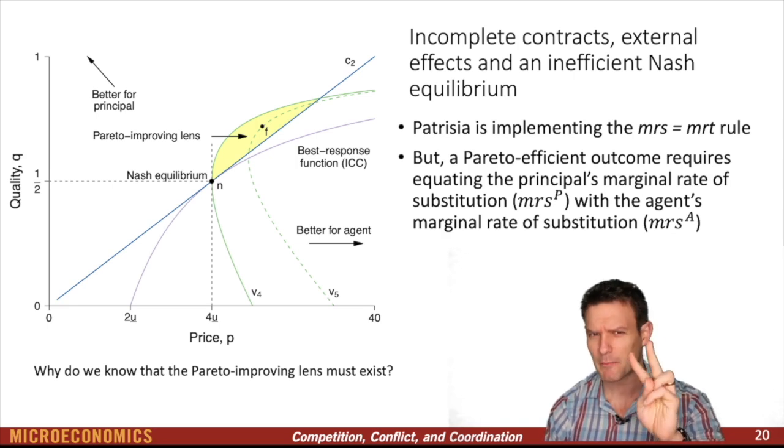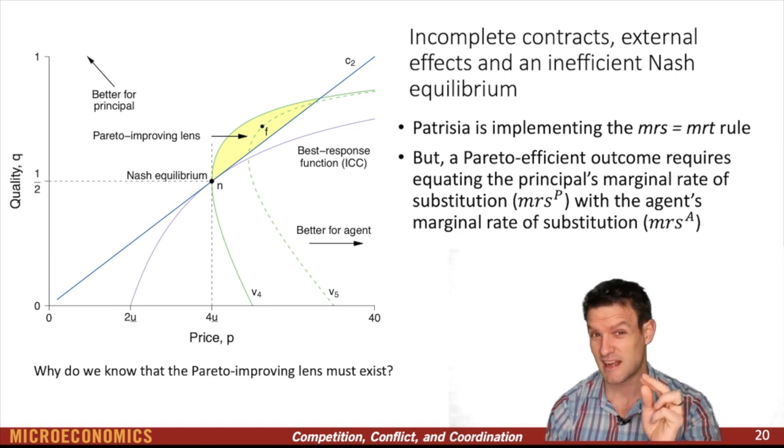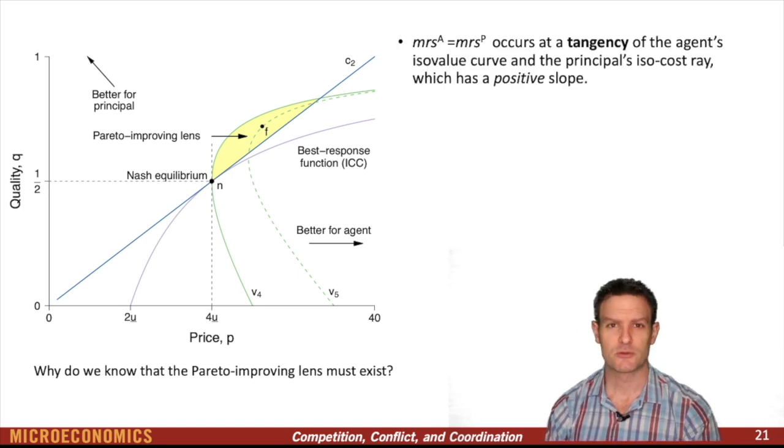Okay, so we know something about both of those. We know what their slopes are looking like. So let's think to ourselves, is it the case that at the Nash equilibrium, the two marginal rates of substitution are equal? Is that happening at the Nash? Well, let's try to answer that question. MRSA equals MRSP at a tangency of the agent's isovalue curves to the principal's isocost curves.